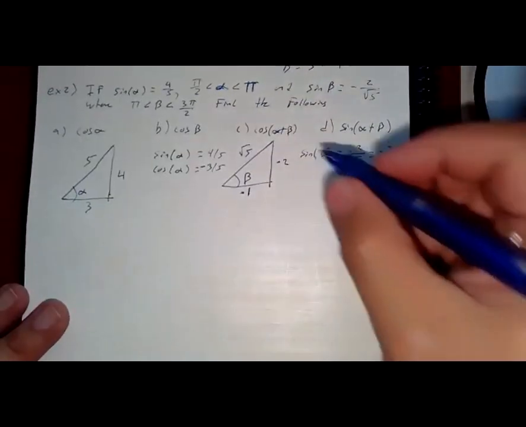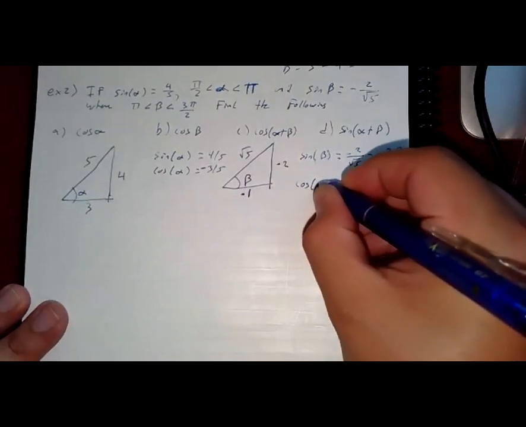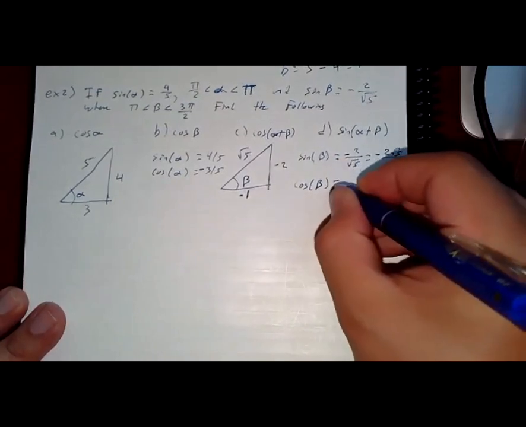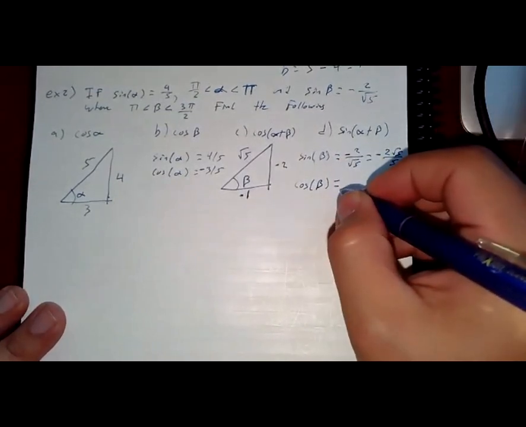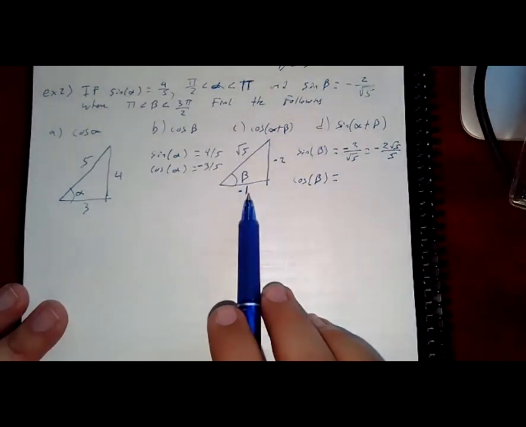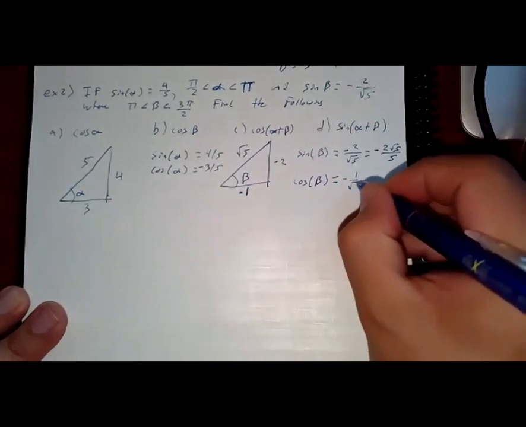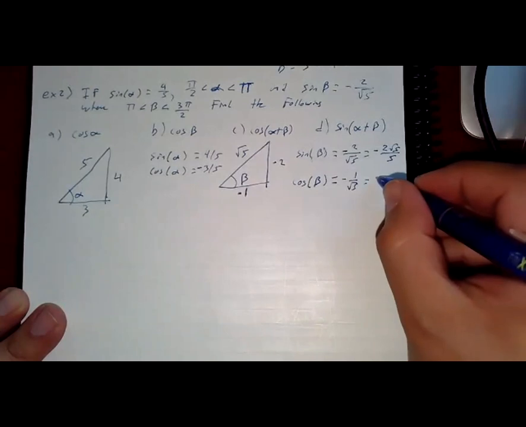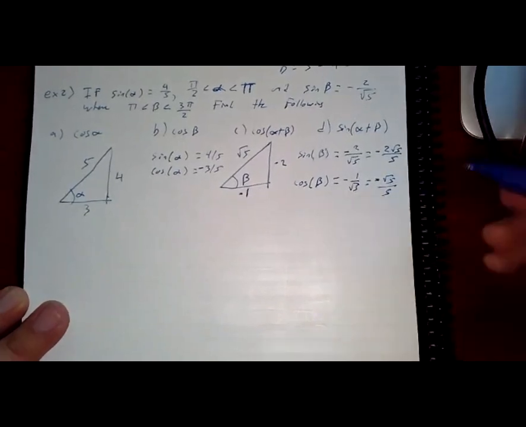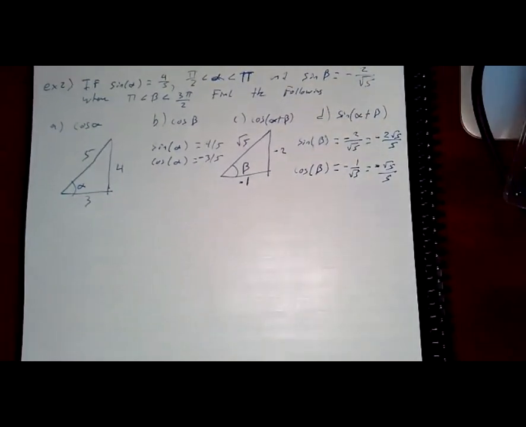Now, cosine beta is equal to adjacent over hypotenuse, which is -1 over root 5, which is negative root 5 over 5. So I can't write very well in that corner. Okay, so I have all the pieces that I need.